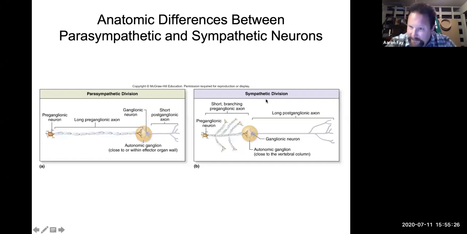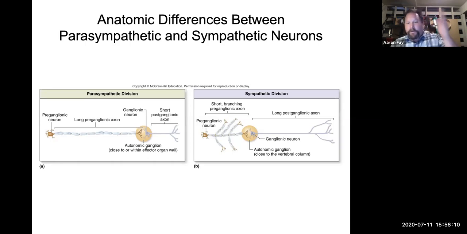In contrast, in the sympathetic division of the autonomic nervous system, the preganglionic neuron's axon is much shorter and is highly branched, but is still myelinated. So the ganglion is much closer to where you will find the preganglionic neuron. Because of that, the ganglionic neuron's postganglionic axon is very long, but still unmyelinated. Now, all these little details that I pointed out are important to understand and get really clear so you can understand the material that's coming later.